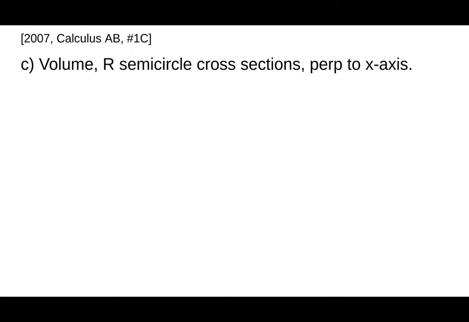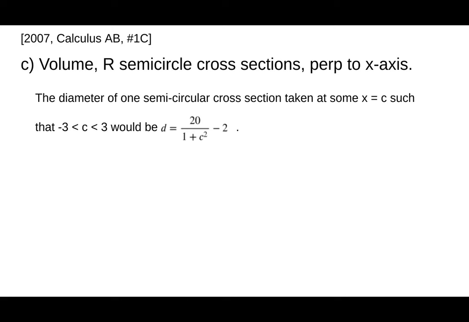And in part C, we are asked to determine the volume of a solid whose cross sections taken perpendicular to the x-axis are semicircles. The diameter of one of those semicircles for some value of x between negative 3 and 3 would be 20 over 1 plus x squared minus 2. That's just the difference between the two functions. That would be the diameter. The radius would then just be half of that, which would be 10 over 1 plus x squared minus 1.